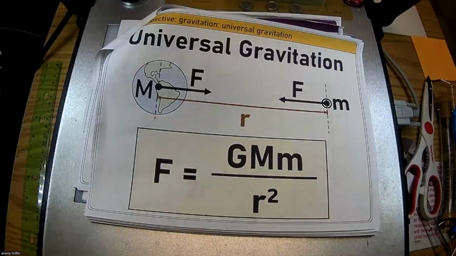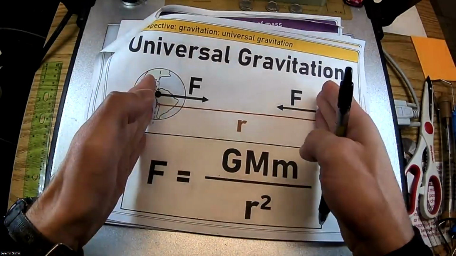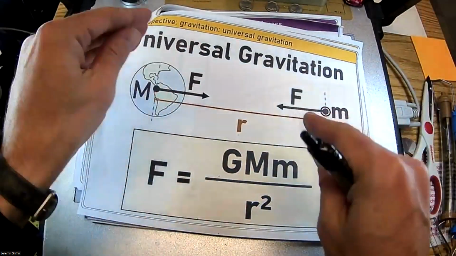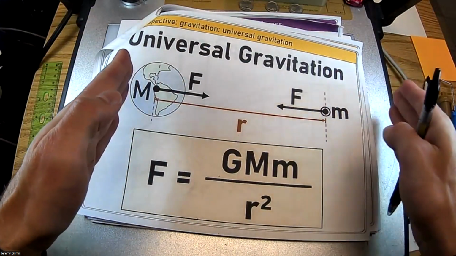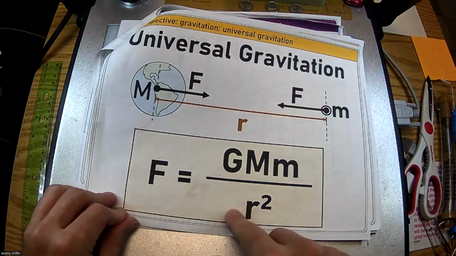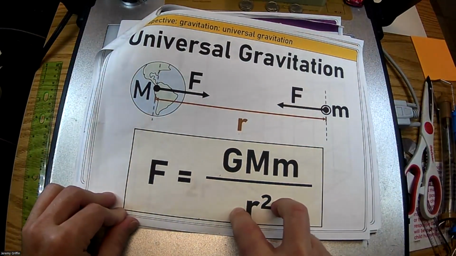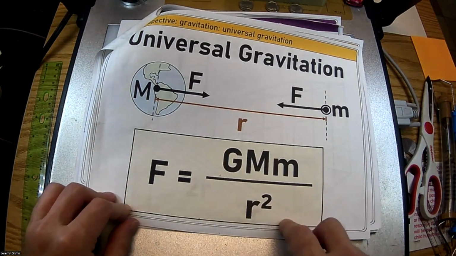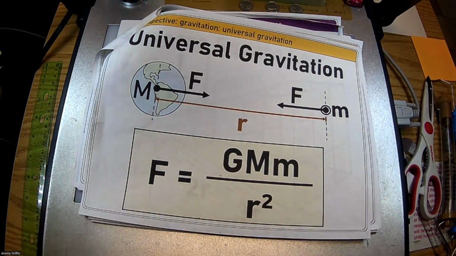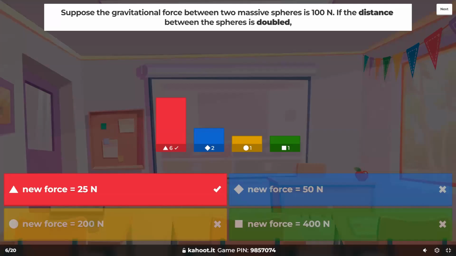That'd be 25 newtons. Right. So we're saying what if a couple asteroids kind of float past each other and they got double the distance now. So factor 2 on that r, double the distance. Well, 2 squared is 4, so it's 1/4 of the original amount. 1/4 of 100 is 25 newtons.